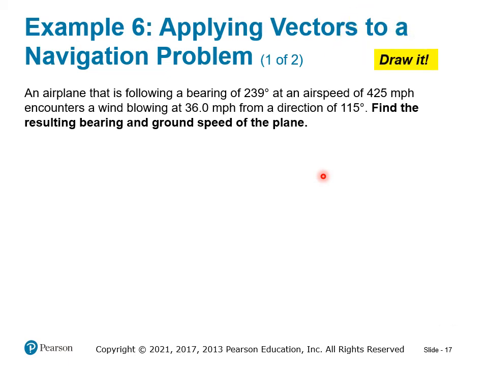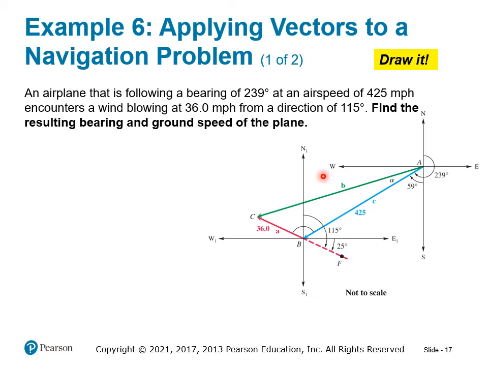Again, you need to draw this. So take a stab at drawing this. It's one simple sum of two vectors, the airspeed and the wind speed, and finding the resultant, which would be the course and ground speed. So hit pause again and try drawing it.